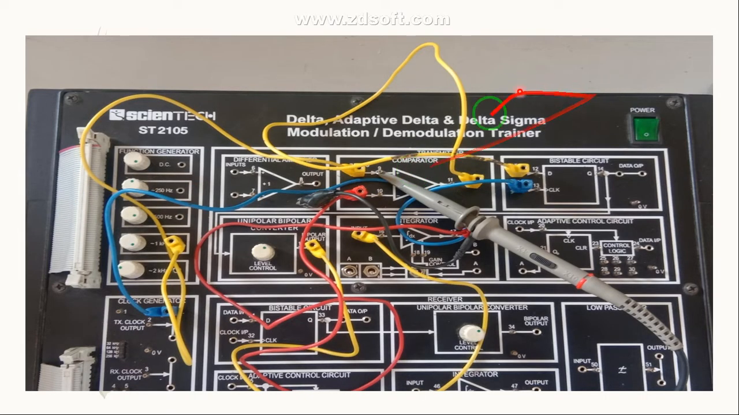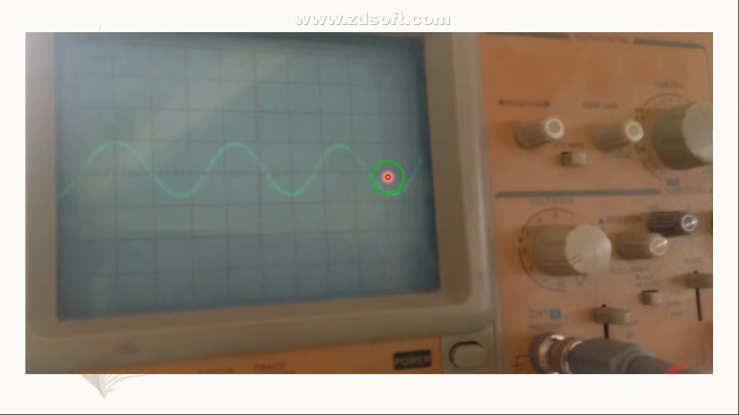Now, guys, we are going to connect the input and observe it on this CRO. We have connected test point pin number 9 to channel 1 of the CRO, and you can observe the waveform. See, this is your analog input signal, which is of 1 kilohertz, available at test point number 9.